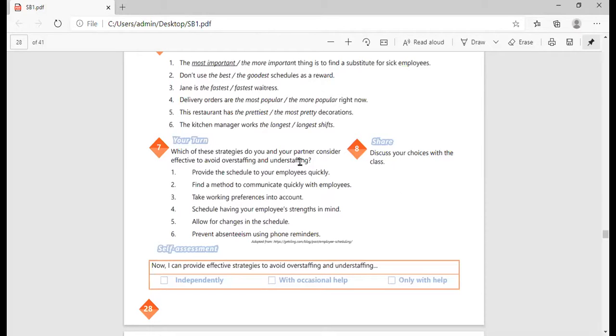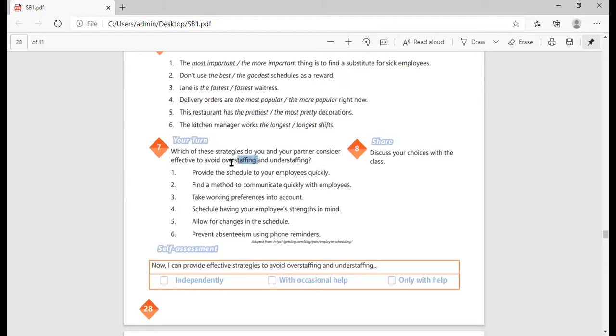May I have a volunteer to read the question, please? Which of these strategies do you and your partner consider effective to avoid overstaffing and understaffing? Okay, good. Thank you. Do you remember the meaning of the word overstaffing? No. Okay. For example, I work in a library, and in the department where I work, we only need 5 people. But for some reason, we have 7. So we have more than what we need. That is overstaffing. What is the opposite? Understaffing. So once again, I need 5 people in the department, but I only have 3. So that means that I am understaffed.